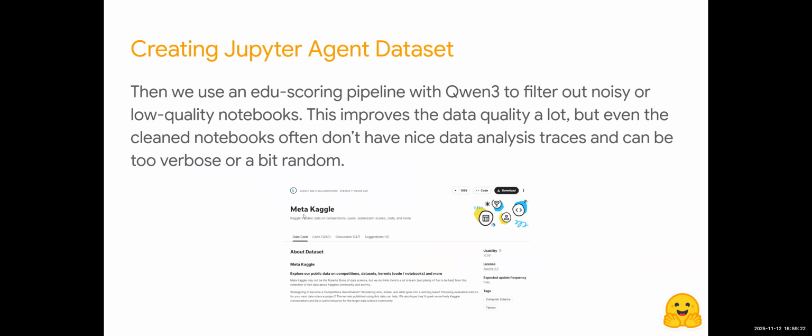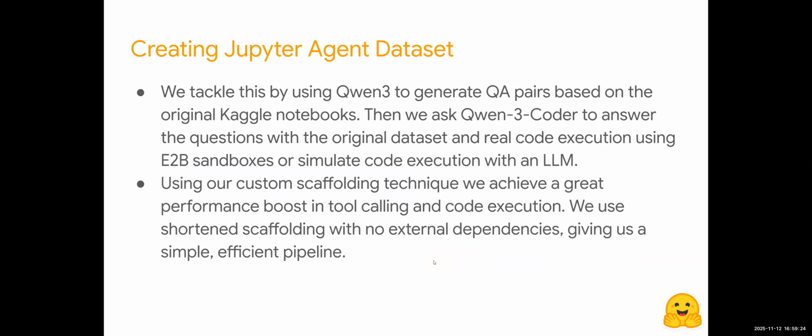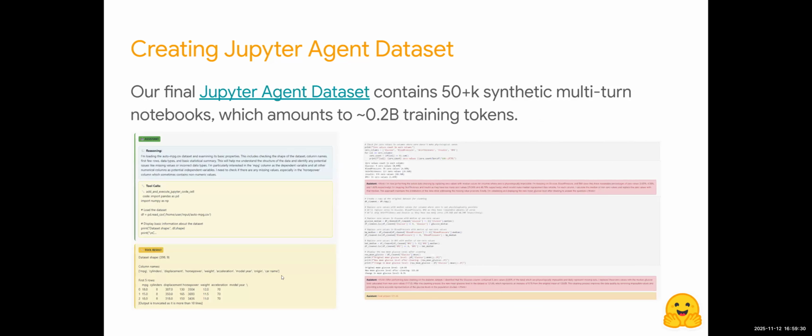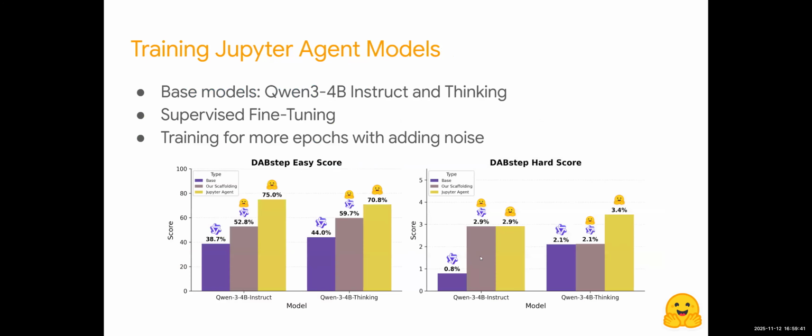So yeah, the idea is we have the notebooks, and we generate QA pairs from them. So we have a dataset and then questions. And then we generate the notebooks which are supposed to answer those questions, which look like this. We generate about 50K synthetic multi-turn notebooks on which we later train our models.